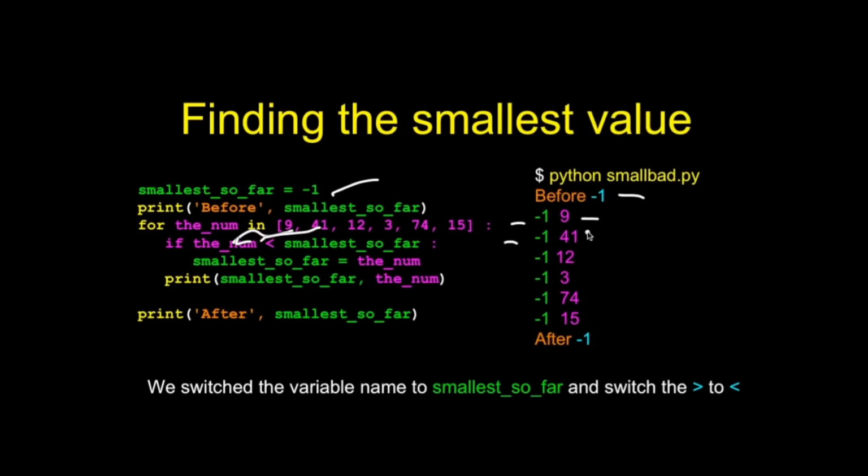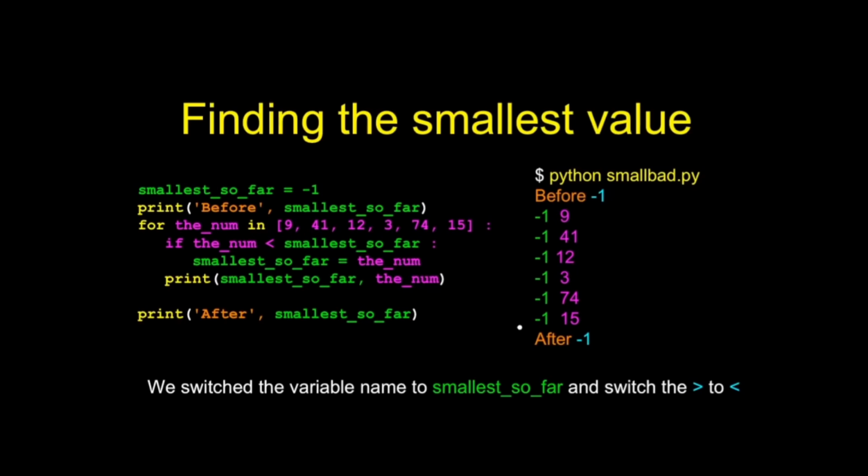As a matter of fact, it isn't the smallest so far anymore. Just because we named it smallest so far doesn't mean it is the smallest so far. It didn't work out so well. And so you see that none of these, because they're never less than -1, do anything. And we claim that afterwards the smallest we've seen so far is -1. And that is because, of course, -1 is smaller than any of the numbers that we saw.